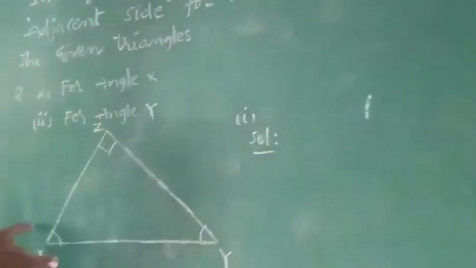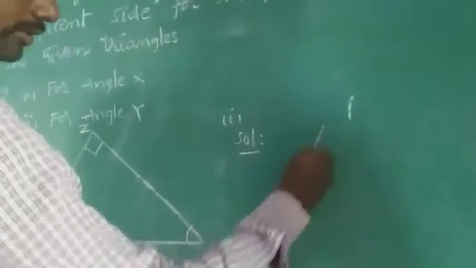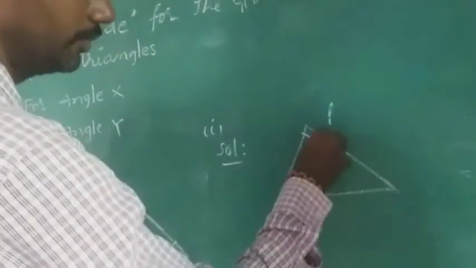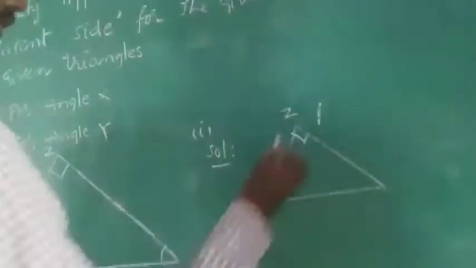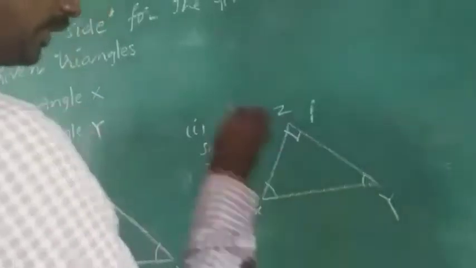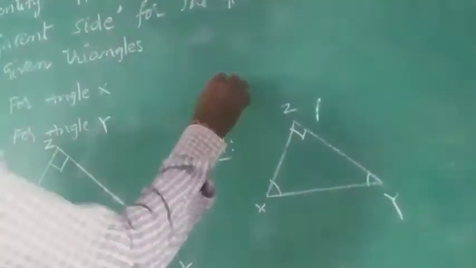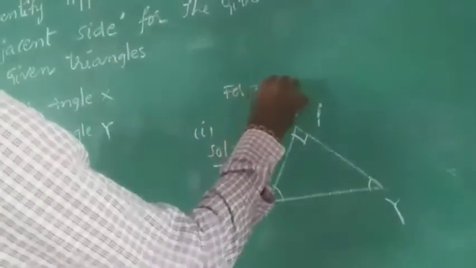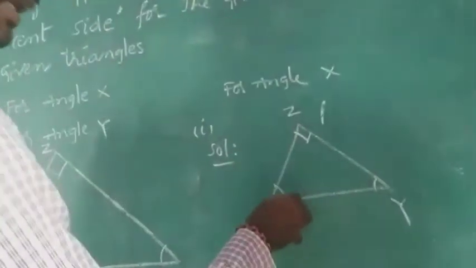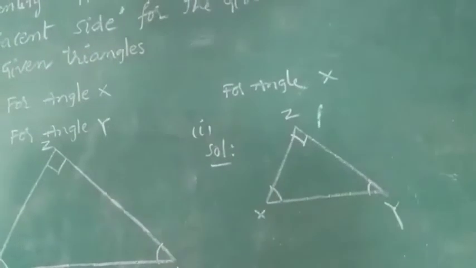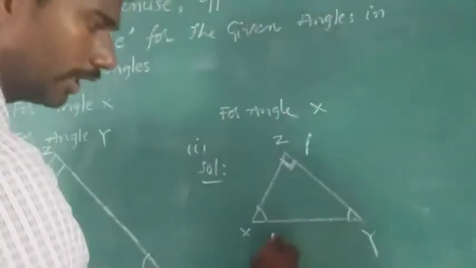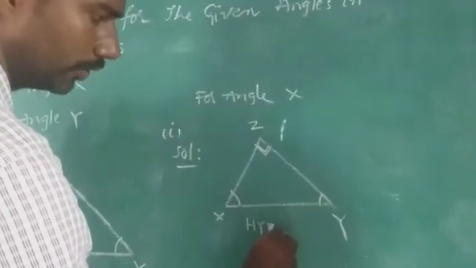See, for angle X, let me draw the simple diagram. You can understand it. Then only it will be easy for you. It is the Z. It is the X. It is the Y. For angle X, we need to find the hypotenuse. See, observe it. This indicates 90. So here you will write hypotenuse.